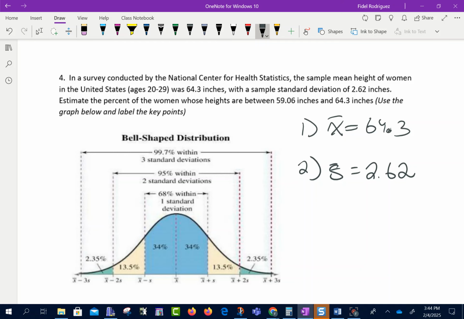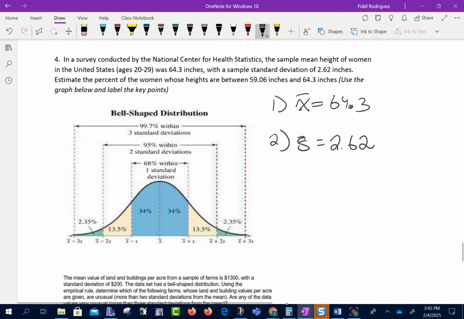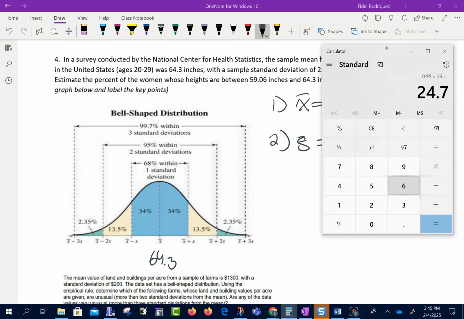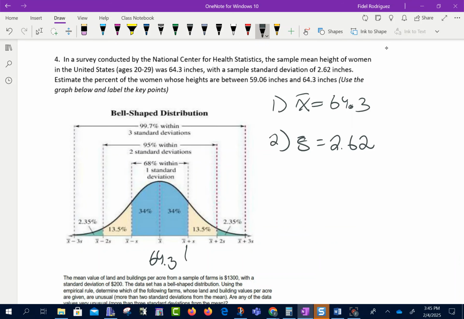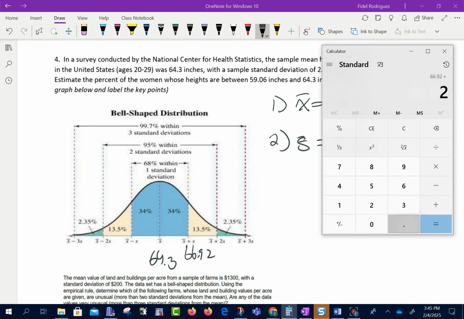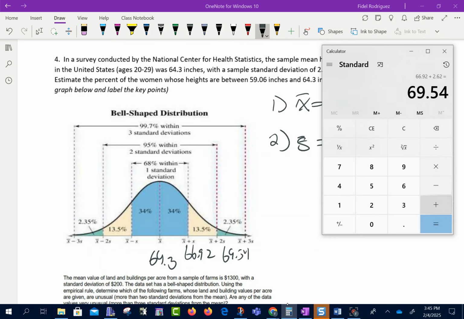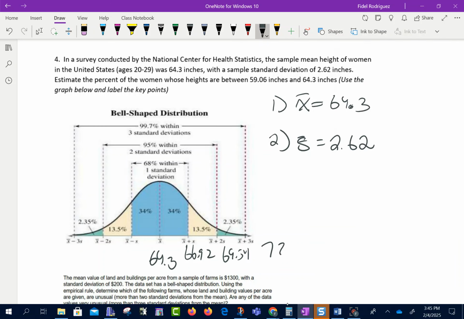Okay, so let's start to label our graph, y'all. So right here, I'm going to write 64.3, and I'm going to use my calculator, y'all, to find my next number. 64.3 plus 2.62. This is 66.92. Okay. If we add another 2.62, 69.54. And if we add another 2.62, that is 72.16.